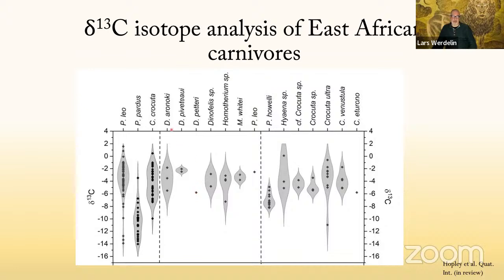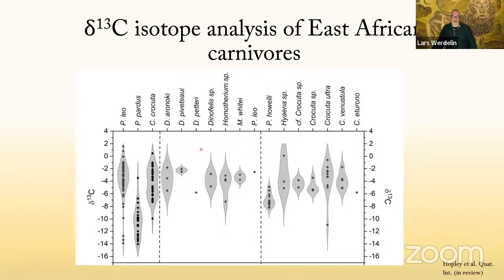And then we add leopards and cheetahs as well to this mix. And we have a huge number of contemporaneous carnivores that all seem to be feeding on grazers and mixed feeders. So competition must have been really intense at this time period.